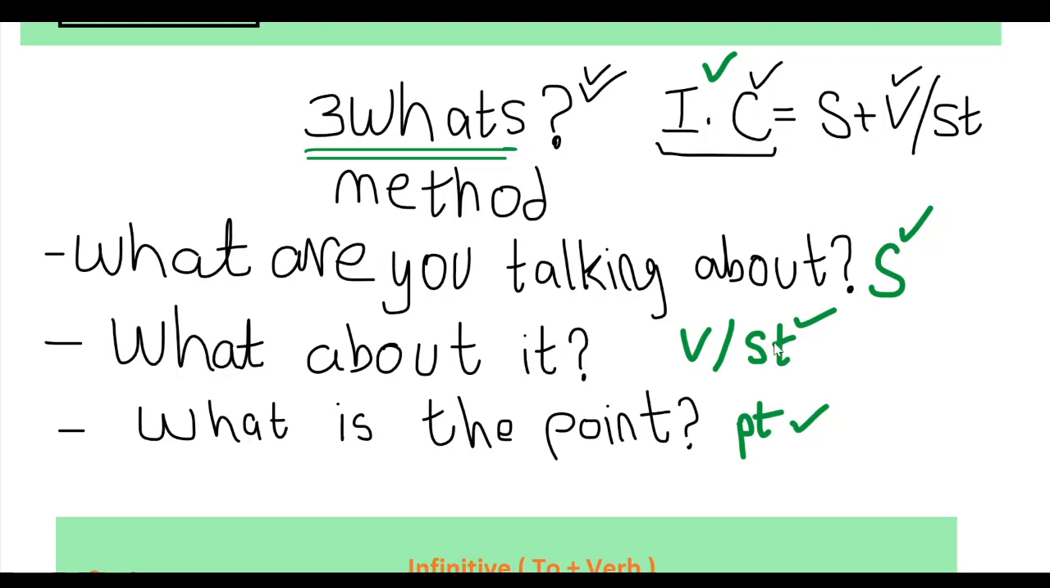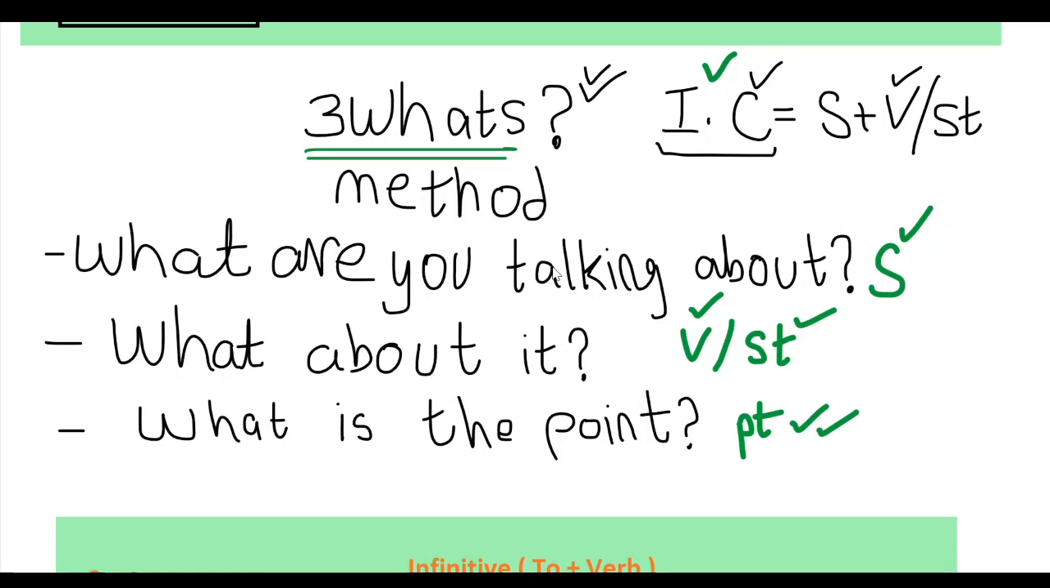I can also shift to a verb and say Cristiano Ronaldo is still scoring the most goals in the Italian league. Now, what am I talking about? I'm talking about Cristiano Ronaldo, the subject. What about him? The fact that he is scoring the most goals. This time it's dynamic. It's a verb. It's changing. And what is the point? Obviously, the point is, again, a compliment. So this is a quick overview of the three what's method.